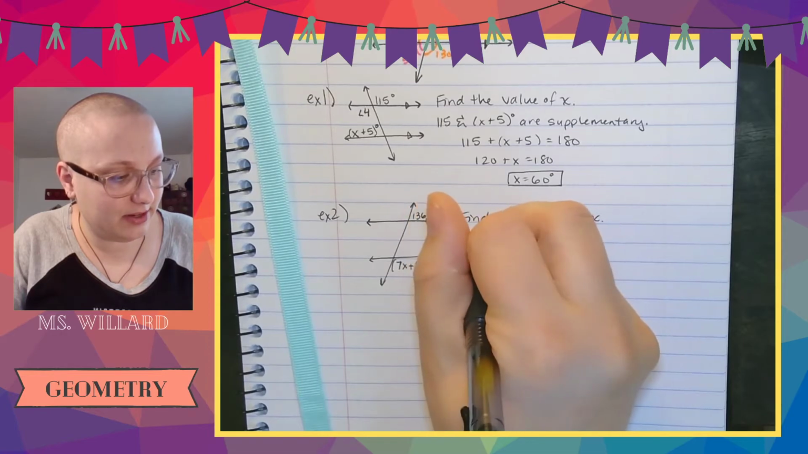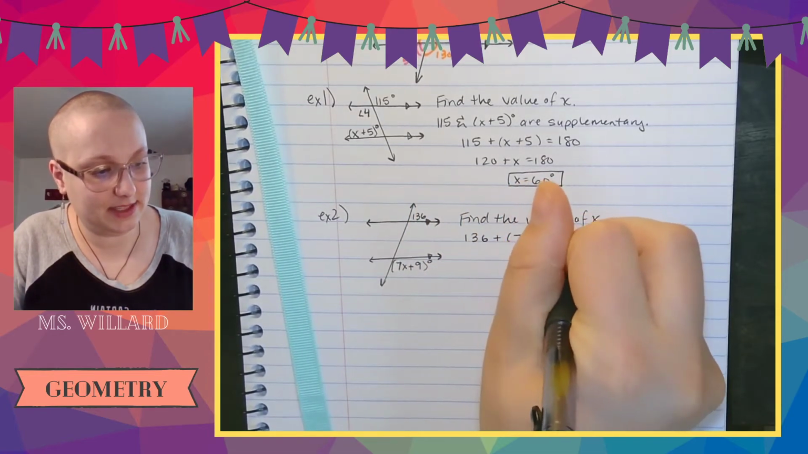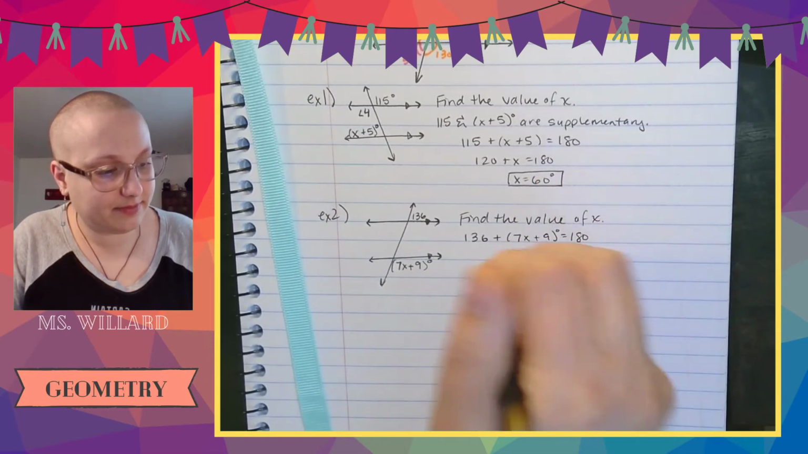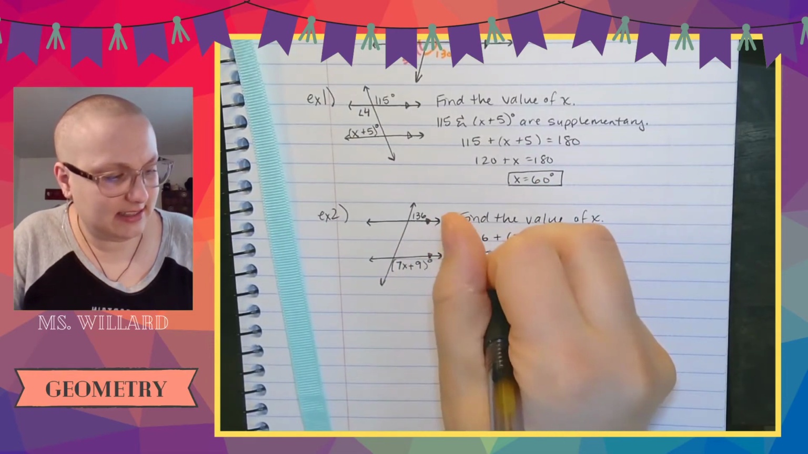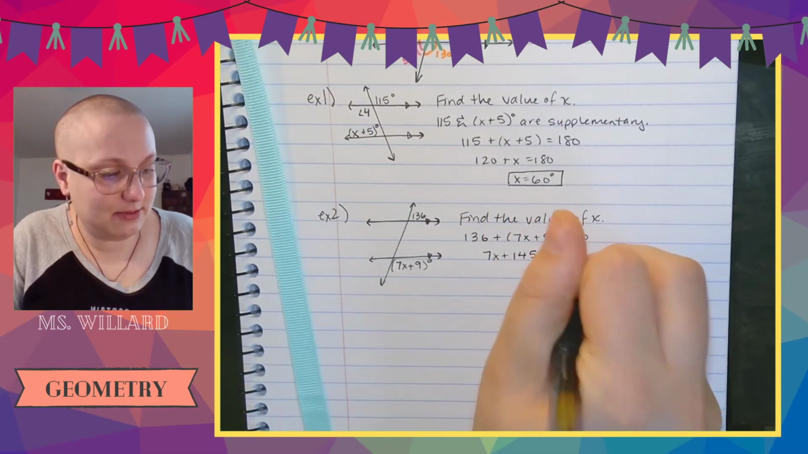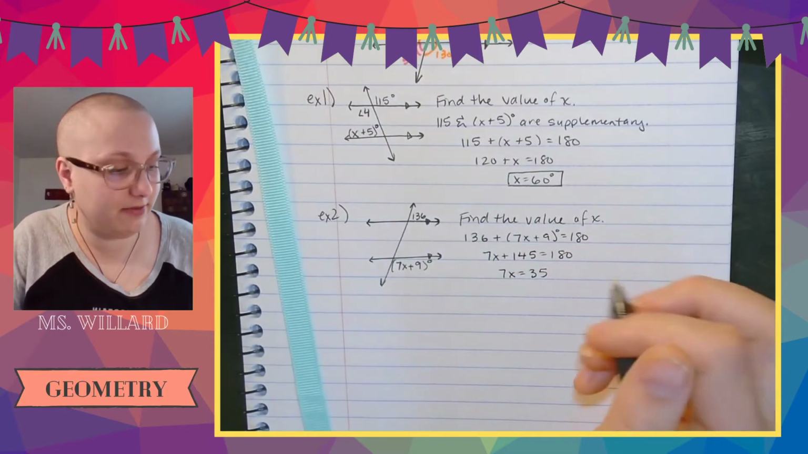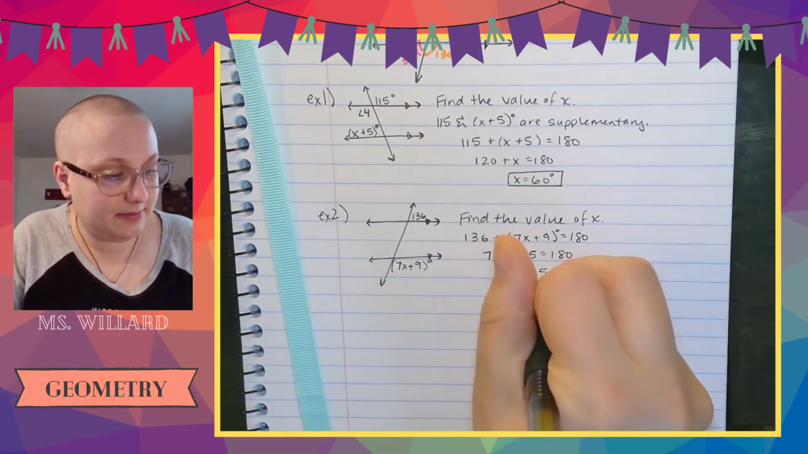Supplementary. So I'm going to do 136 plus 7x plus 9 equals 180. And so I get 7x plus 145 equals 180. So then 7x equals 35 if I subtract 145. So x equals 5.